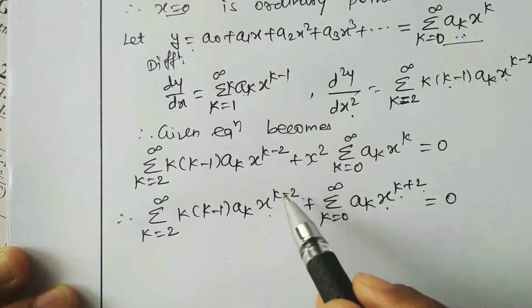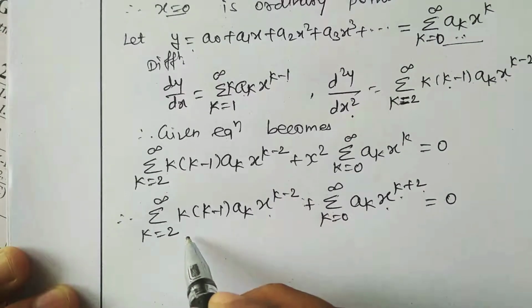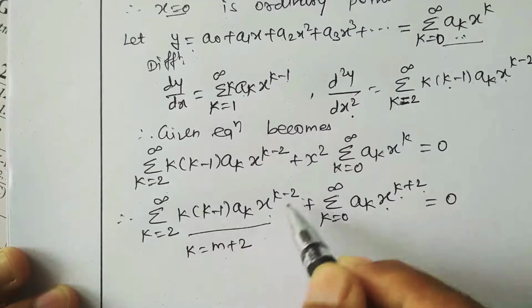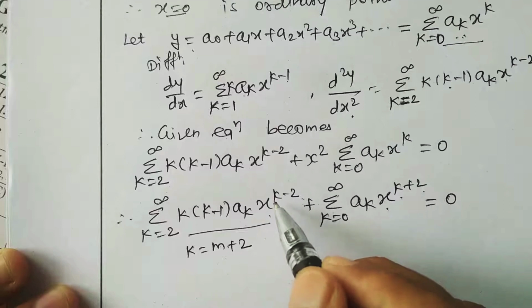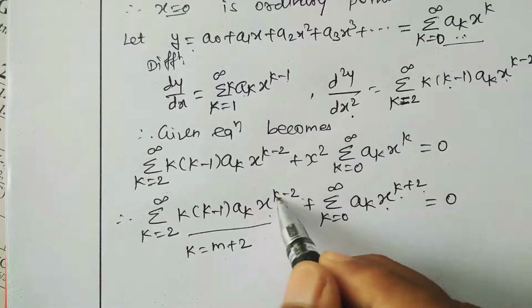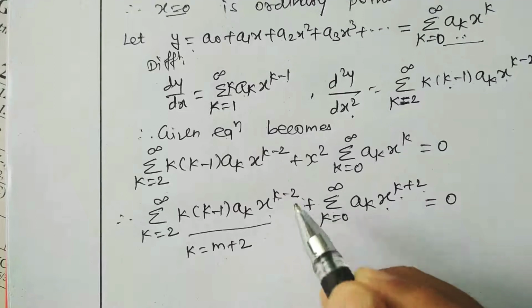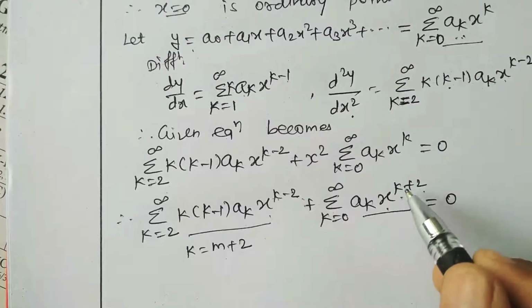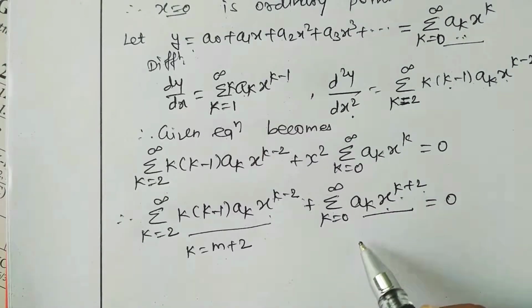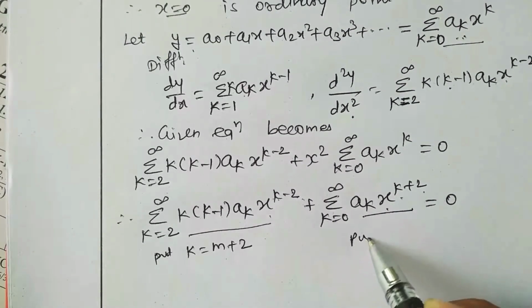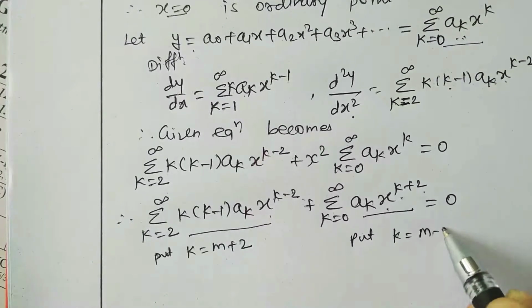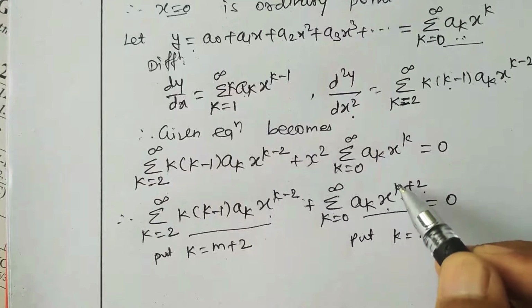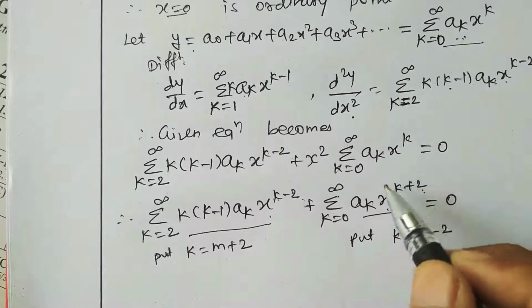So to make the same power, for the first part I am going to put k is equals to m plus 2. When I put k is equals to m plus 2 here, m plus 2 minus 2 gets cancelled, and you will get the power of x as m. Similarly, you have to make the power of x as m here. So for that you have to use a substitution here. Here put k is equals to m minus 2. So if we put k is equals to m minus 2, then m minus 2 plus 2 becomes the power m.